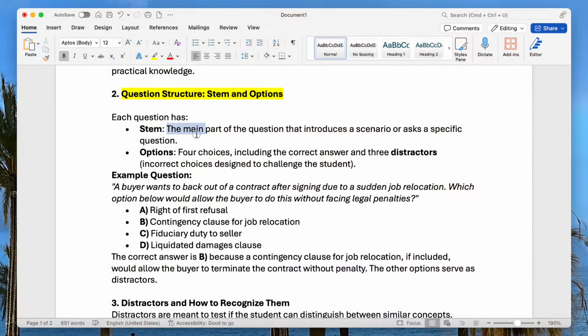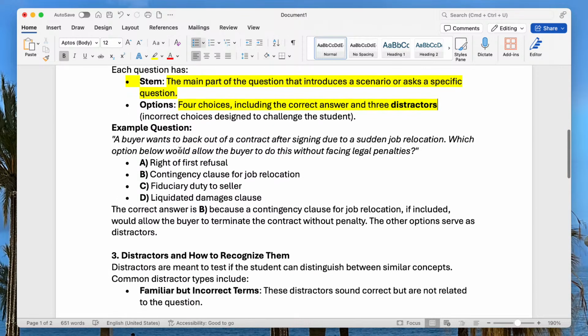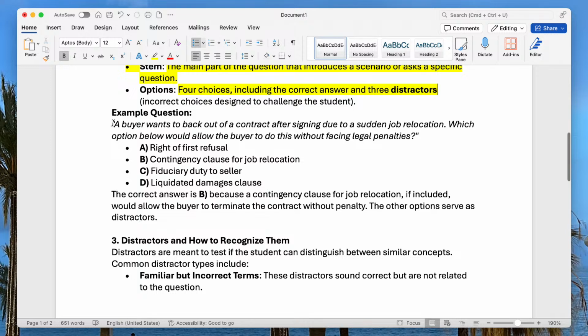This is the main part of the question that introduces you to a scenario or asks a specific question. Then you normally will have four choices, including a correct answer and what they call three distractors. Very important for you to know that as well. So I put an example here, and let's just take a look at this.